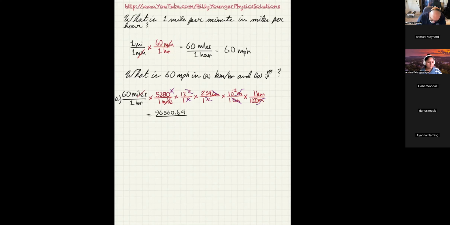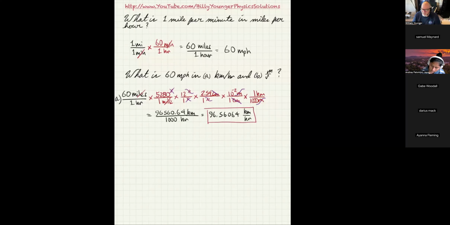Now I'm going to take all the denominators, which is 1 hour. Oh, the top turned out to be kilometers, so I put a kilometer up there too. So the bottom turns out to be 1 hour times 1 times 1 times 1 times 1, and then times 1,000. So this is going to be 1,000 hours on the bottom. And now you can see that that's just going to move the decimal 3 places to the left, and the answer is going to be 96.56064 kilometers per hour. And that is the equivalent of 60 miles per hour.